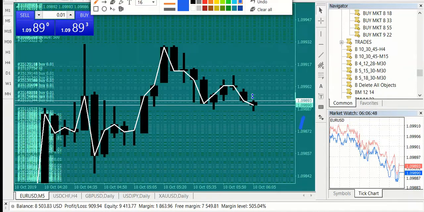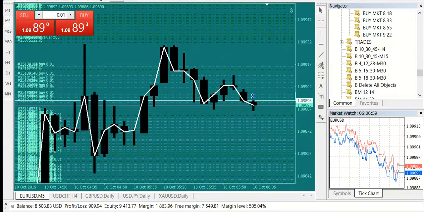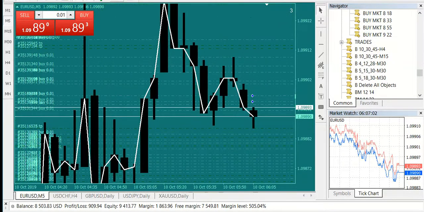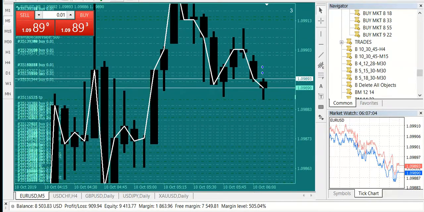So minute by minute, another 4 minutes left to complete this bar. If it closes up, I will not buy. If it closes down, I will. There's a nice tight view. You can see the spread there. Turn on the ask line.